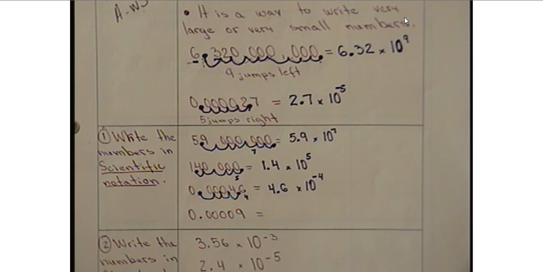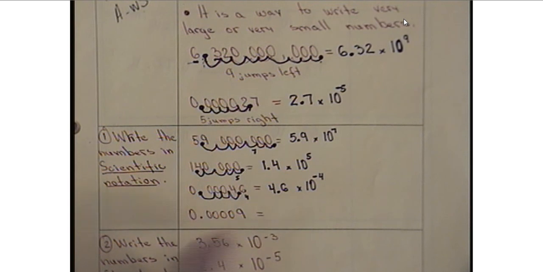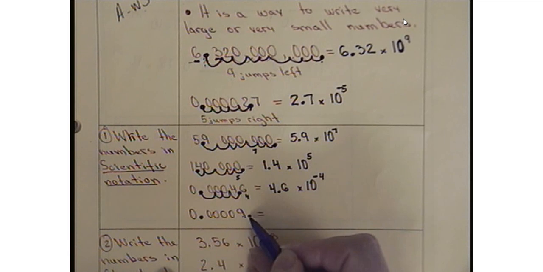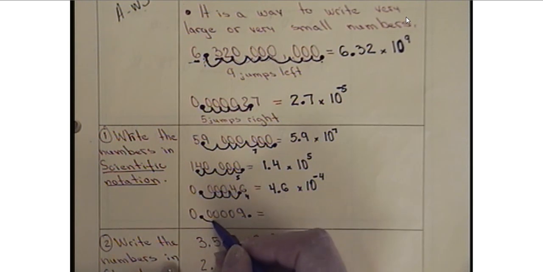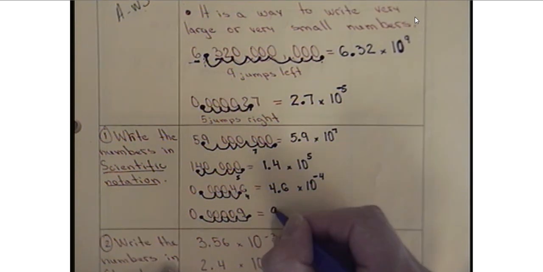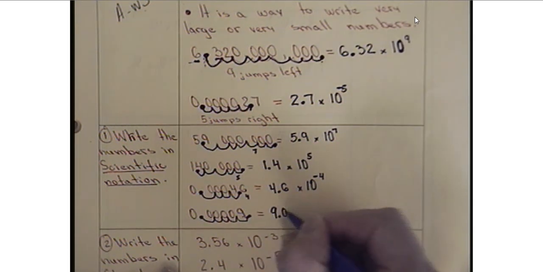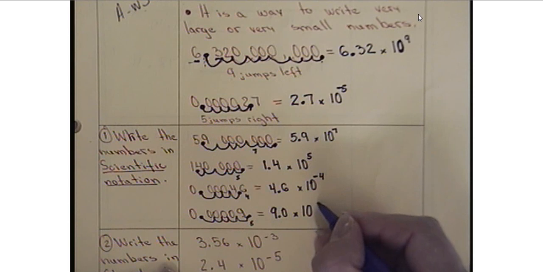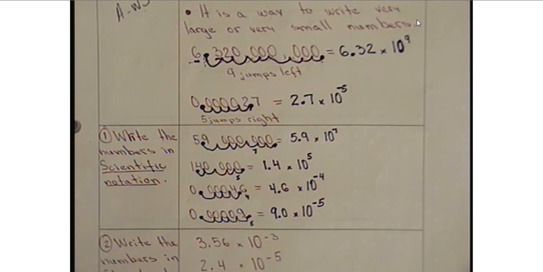Okay, and the last example, we have 0.00009. Your goal is to move this decimal point here, to pass the first number. We may not have the second number, but we have to pass the first one. Okay, and count the jumps. 1, 2, 3, 4, 5. 5 jumps. So it will be 9, and you can say 9.0 or just 9 times 10. 1, 2, 3, 4, 5 jumps here. It will be to negative 5 exponent.